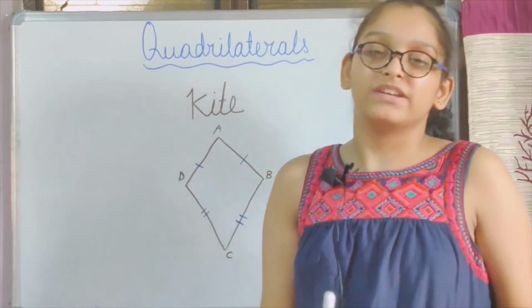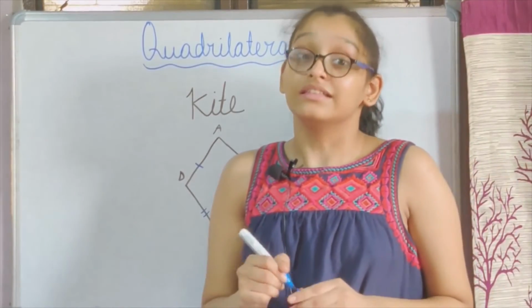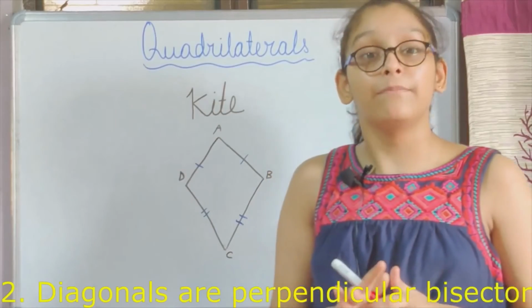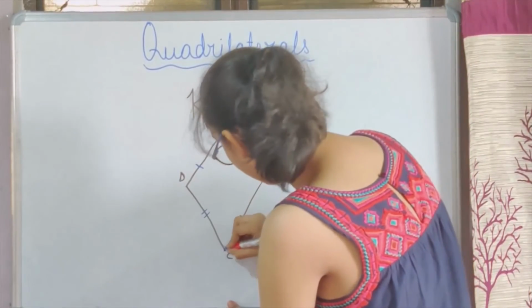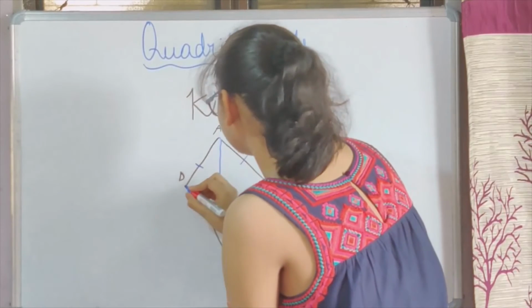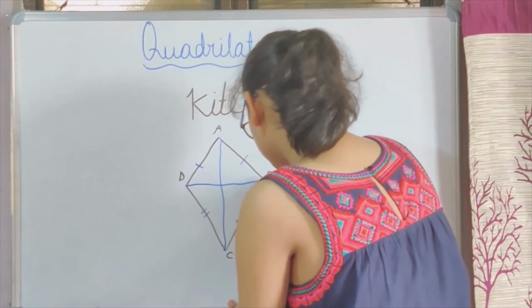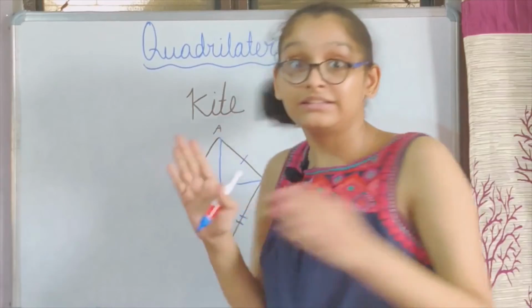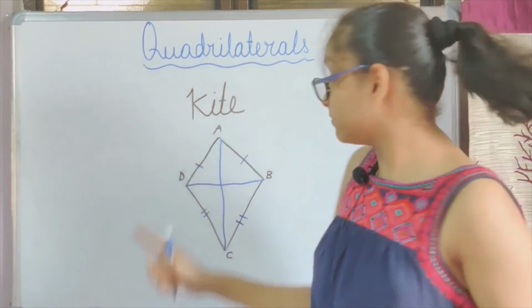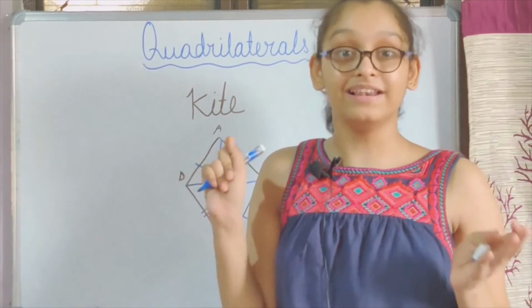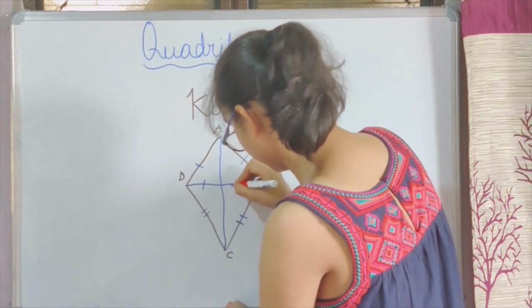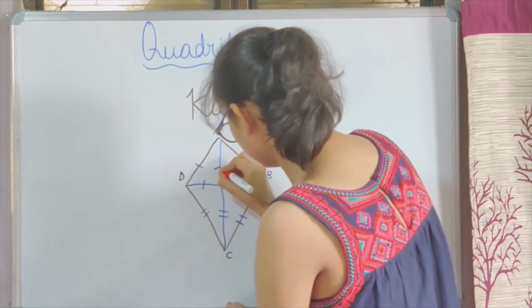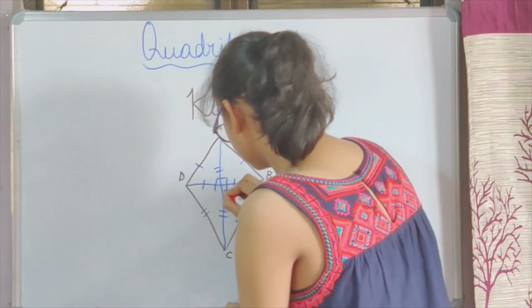The next property of kite is that its diagonals are perpendicular bisectors. This means that these diagonals cut each other at 90 degrees and they also bisect each other. This means that this and this are equal, and this is equal, and this is 90 degrees.